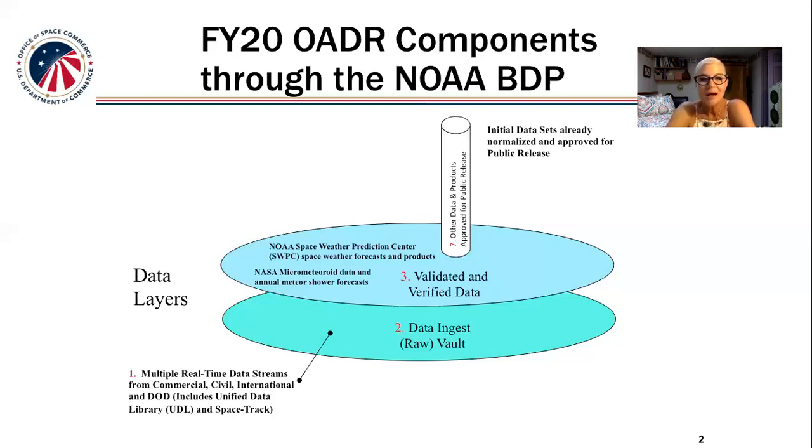We shall see. The next layer here in the data layers is the validated and verified data. So that's where these data sets that I just described to you live. And then there will be other data products that are approved for public release. So this is going to get a whole lot more complicated once we are able to start really building out into our own cloud service, our own cloud.